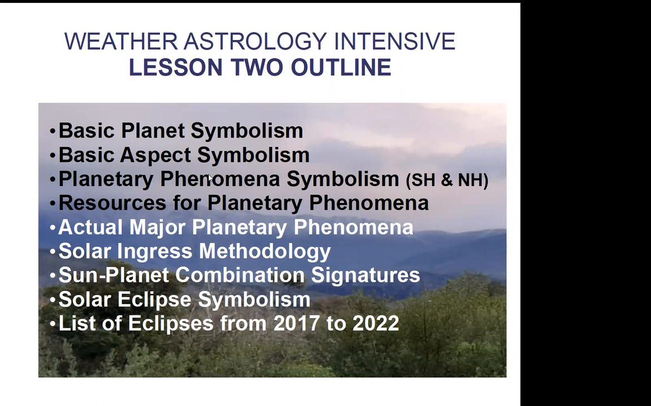That's why I asked you ladies to print your notes out and have them with you, so that we can work through it together. And then we're going to look at actual planetary phenomena, and I'll also tell you where one looks for all this stuff. Took me quite a bit of hunting on the internet. And then we're going to do the solar ingress. Now that's the actual start of weather astrology, the proper traditional weather astrology. Then we're going to look at sun-planet combos. We're going to look at solar eclipses, and that's it.